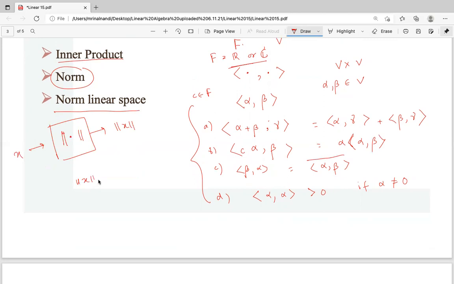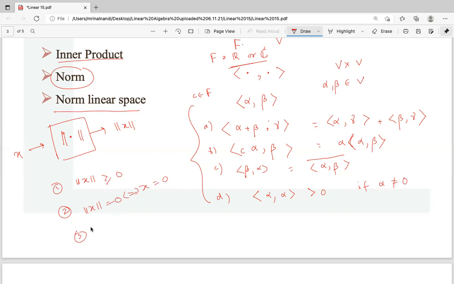Again, norm of x must be greater than or equal to 0. Number one. Number two, something like distance: norm of x equals 0 if and only if x equals 0. Remember, this x equal to 0 is meaningful because you are dealing with a vector space. Since we are dealing with a vector space, there is a null vector here, so we can talk about x equal to 0. Otherwise, in a general set, we can't say x equals 0. So to introduce a norm, you also need this.